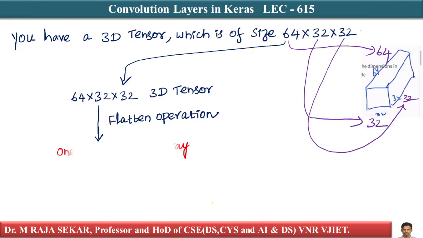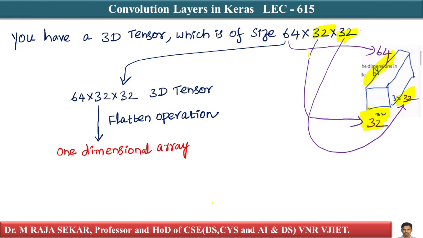When I apply the flatten operation on top of it, think of this as a cube, isn't it? Think of it as a cube of data. This is 32 and this is 32, isn't it? What is its depth? Its depth is 64, isn't it? That's what it says. You can think of 64 into 32 into 32 as a cube.